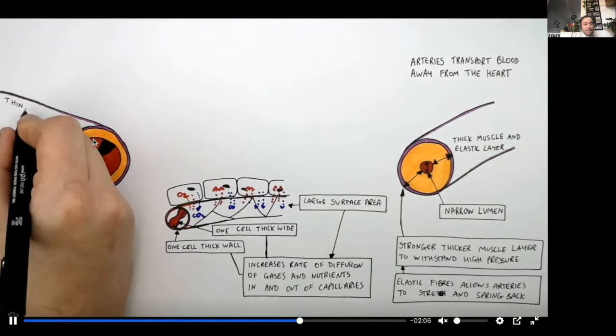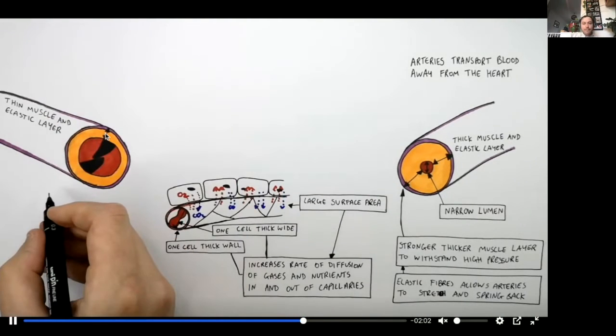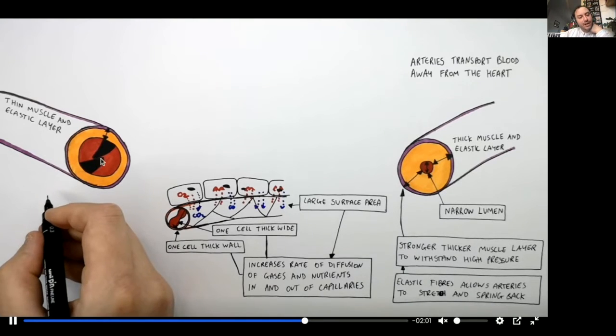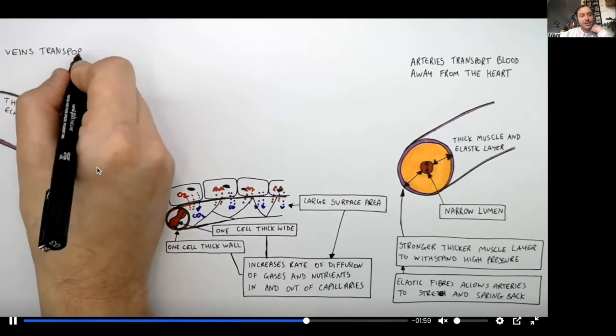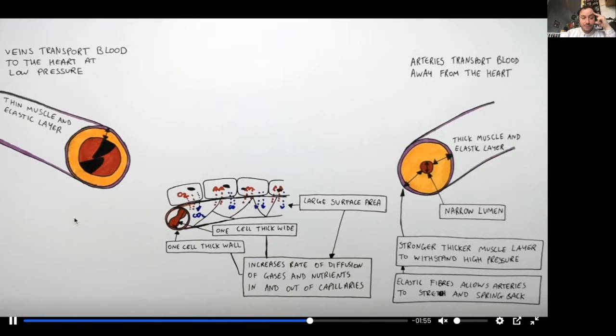The veins have a thin muscle layer. But you already know that the artery's got a thick muscle layer. That means that the vein has the opposite. So if you know it's got a thick muscle layer in the artery to withstand high blood pressure, then hang on a minute. If it's got a thin muscle layer, that means that it must be low blood pressure. So vein transports blood to the heart at low blood pressure.